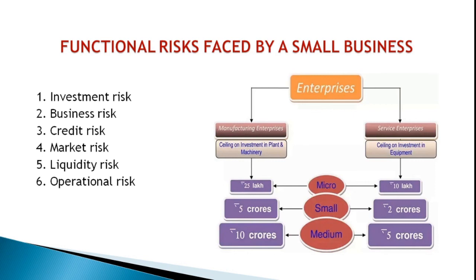But for enterprises, there are two types. First, as we have seen, the manufacturing enterprise and the service enterprise. In a small business, there are three types: micro, small, and medium. The micro enterprise is in the amount between 10 lakh to 25 lakh. Investment of that amount is called micro, and an amount of 2 crores to 5 crores is called a small enterprise, and 5 crore to 10 crore is called a medium enterprise.